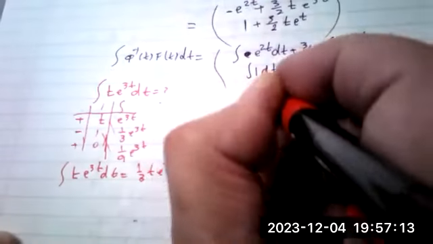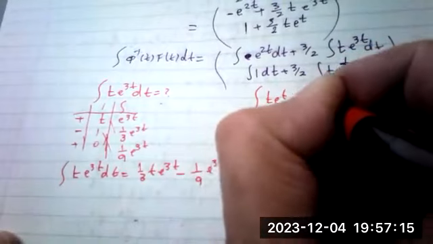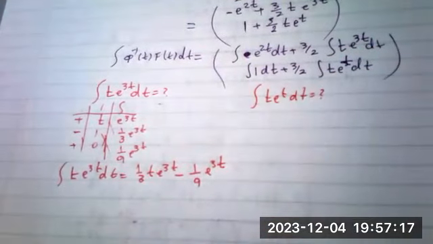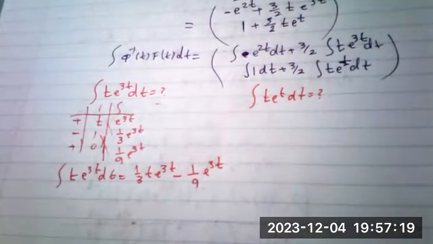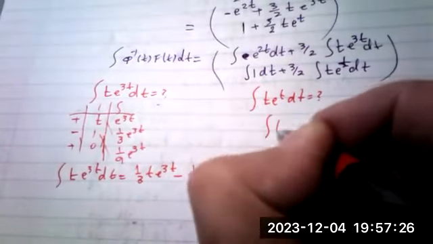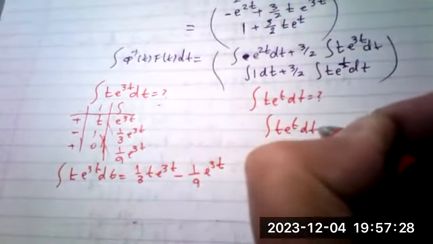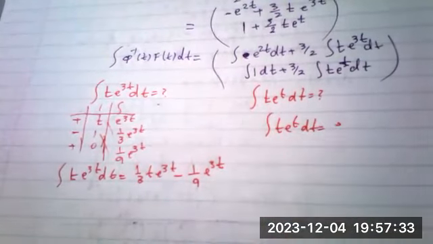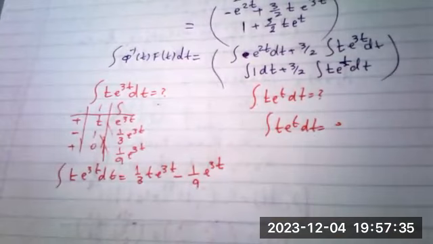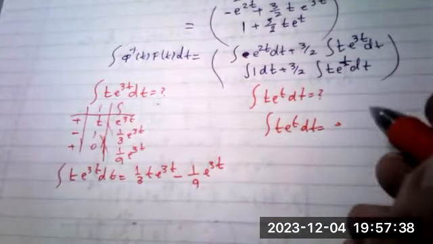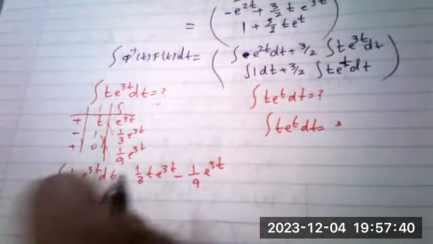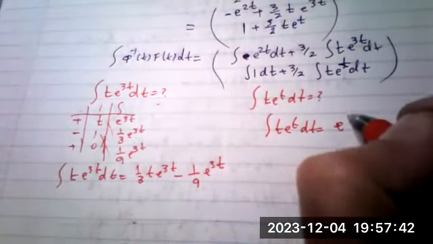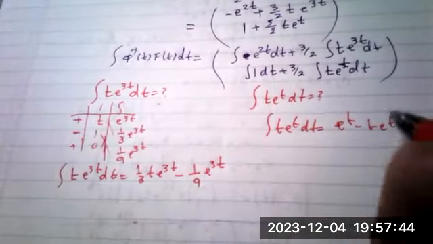Okay, the other one that you have is t e to the t dt. You have to integrate this one. This is easy. You know, it's going to be t e to the t minus e to the t. This integral, it's going to be what? E to the t minus t e to the t, yeah?